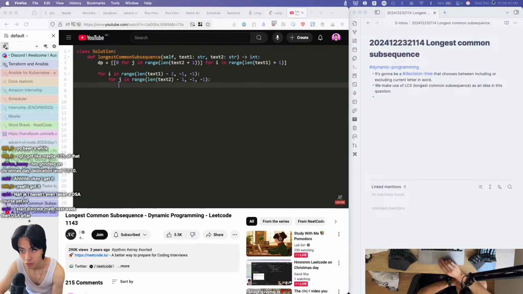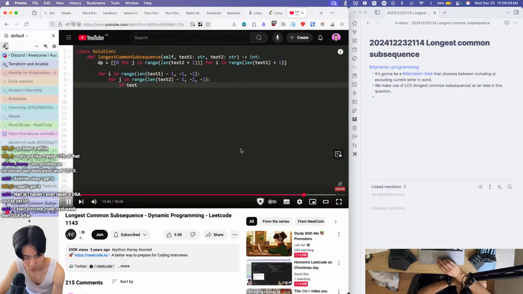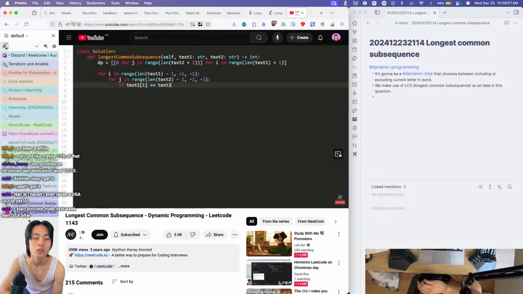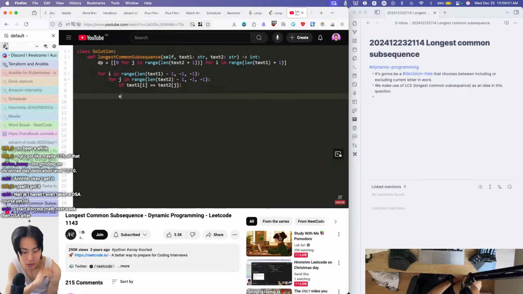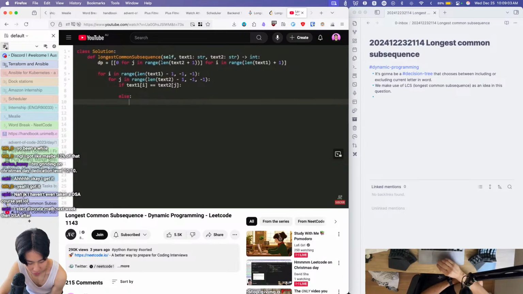So remember, we're going through every cell in our 2D grid, and remember there were two conditions. One condition is if the characters in both strings match each other. So if text 1 at I matches text 2 at position J, we're going to do something, and if they don't match each other, we're going to do something else.